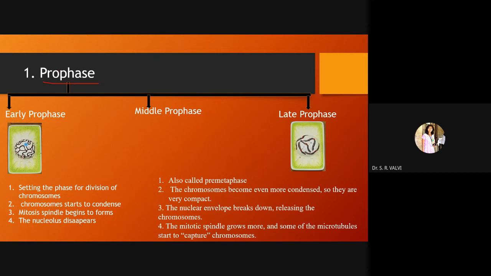So here, you are observing the cell having this nucleus, and this is the thin thread-like structure, that is the chromatin. This is the nucleolus of that particular cell. This is the chromatin fibers. Now in early prophase, this is setting the phase for division of chromosome. So it's getting ready for further divisions. So chromosome starts to condense.